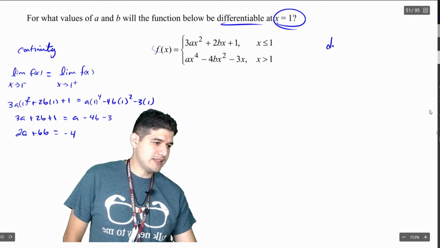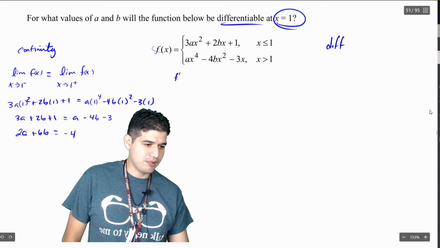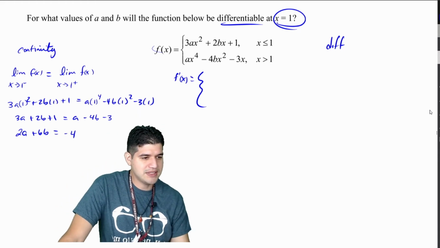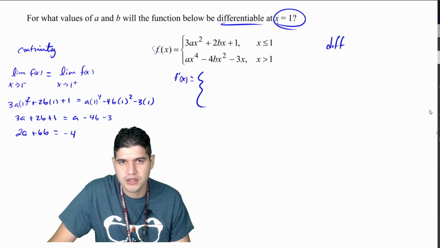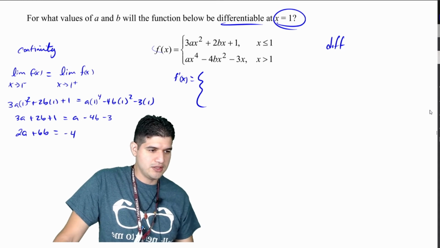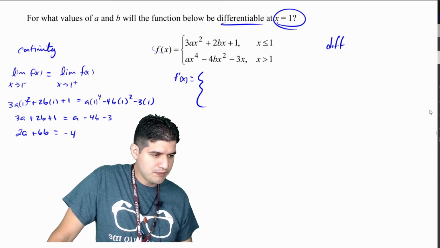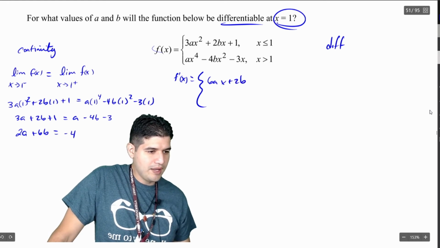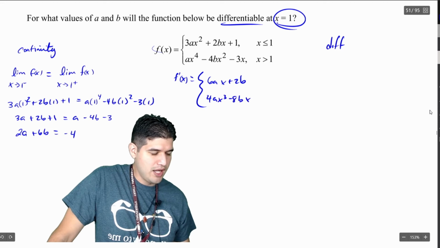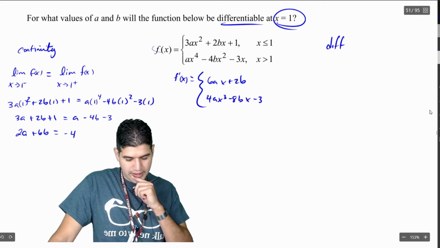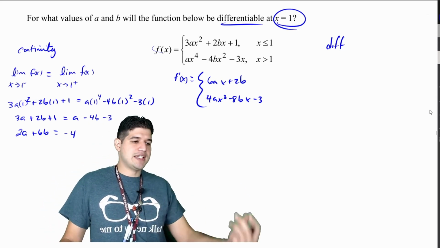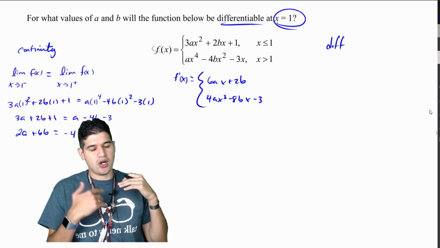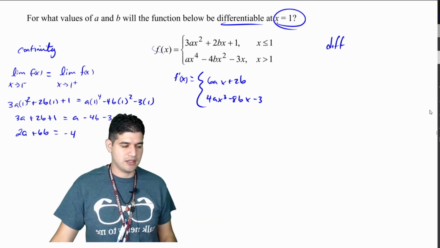And since it's differentiable, let's find f prime of x real quick. So f prime of x, I'm going to take those derivatives, no funky square roots or anything, so it's just going to be constant multiples. So with the power rule here, I'm going to get 6ax plus 2b, and then I'm going to get 4ax cubed minus 8bx minus 3. All right. And again, it's because we know a and b are constants, so I'm just using those as constant multiples.